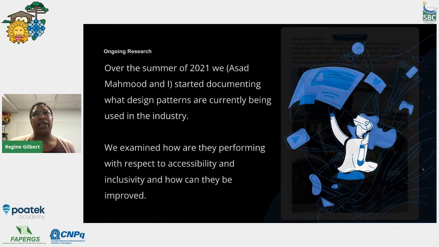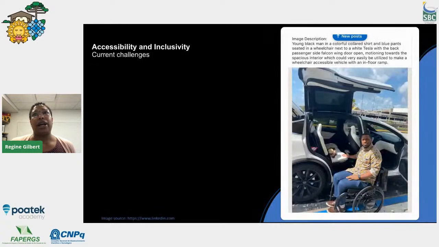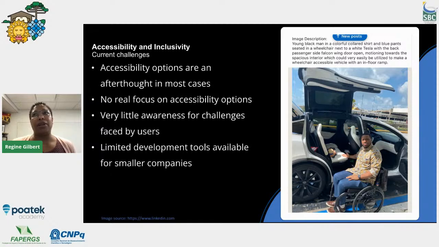So I have an image here of a young Black man in a colorful shirt and blue pants, seated in a wheelchair next to a white Tesla with the back passenger side Falcon wing door open, motioning towards a spacious interior, which could very easily be utilized to make a wheelchair accessible vehicle with an in-floor ramp. I'm showing this example because I think it's important to understand that cars such as Tesla, which is quite advanced, has not incorporated accessibility features into it.